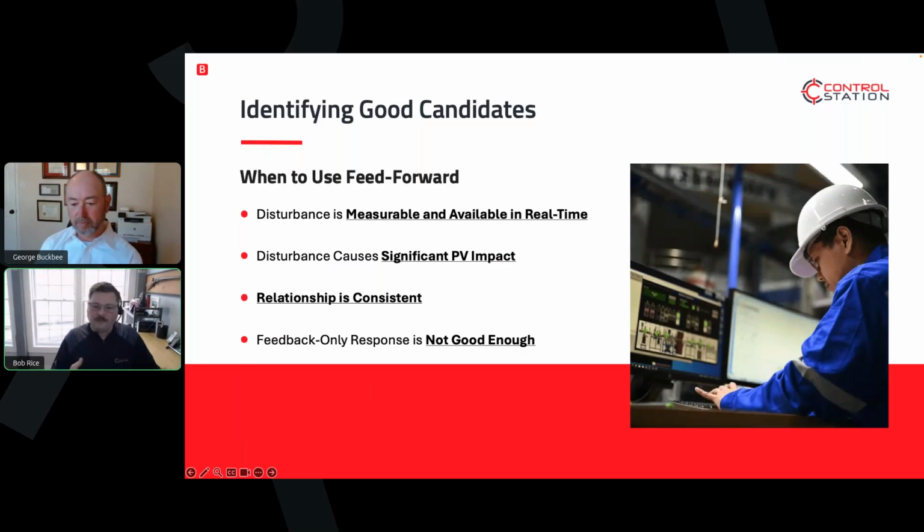You don't want to put all this effort in when the disturbance barely has any impact on the process variable. It has to be a worthwhile effort because this is going to take time and energy. So you've got to make sure it's a valuable disturbance, that it actually causes an impact. And when your disturbance has a significant impact, brilliant. It's going to be a good application, right?